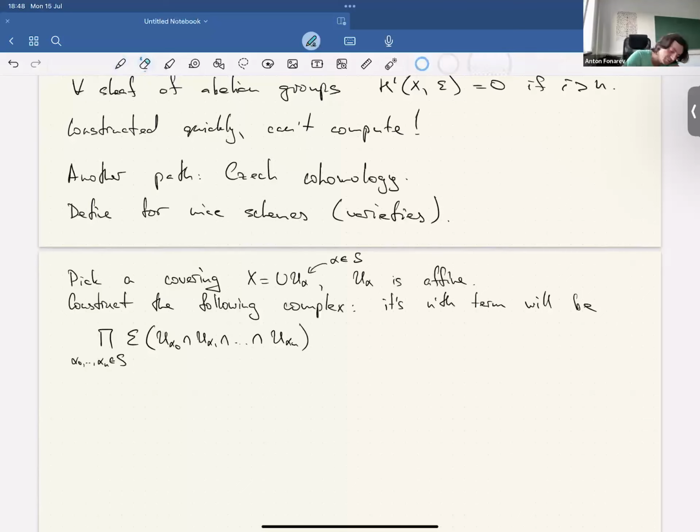So what are the beginning terms of this complex? First, I haven't defined the maps, by the way, but I will define the maps in a second. So first we take the product of E of U alpha naught over all alpha naught. It means that I pick a section over each open subset in my covering. Over each element of my covering, I pick a section. There's no compatibility condition between these sections.